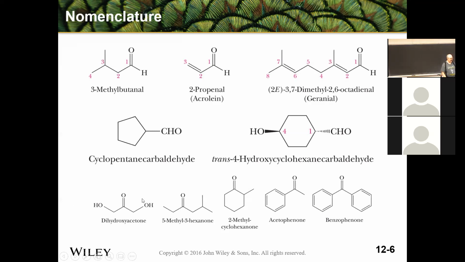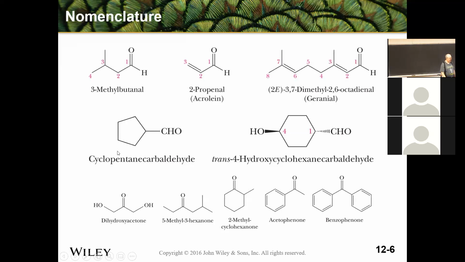Okay, this is one that has 2 double bonds and an aldehyde. So this is 2E, 3,7-dimethyl, 2,6-octadienal. Okay, the 2 and the 6 indicate the positions of the double bonds, diene, 2 double bonds. Okay, this is a fragrant essential oil that is produced from geraniums, geraniol, sorry.